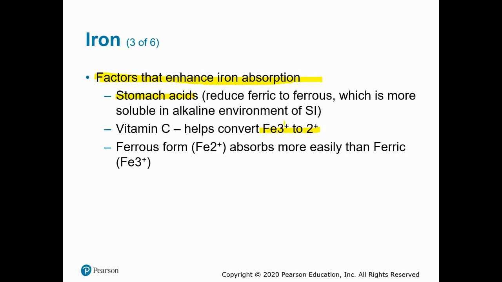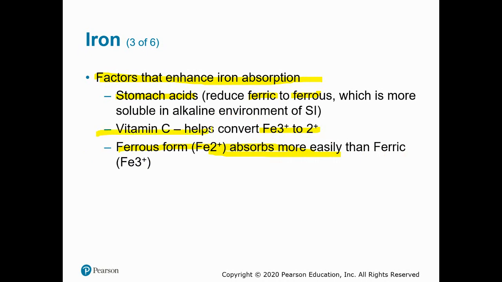So there's these other two ionic forms of iron. You could say Fe3+ and Fe2+, or you could say ferric and ferrous. So ferrous is the Fe2+, and ferric is iron 3+. So actually down here, the ferrous form absorbs a little more readily than the ferric form.